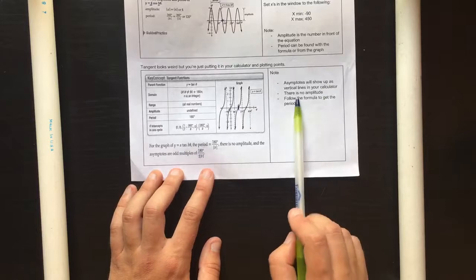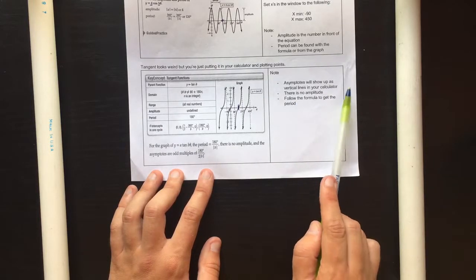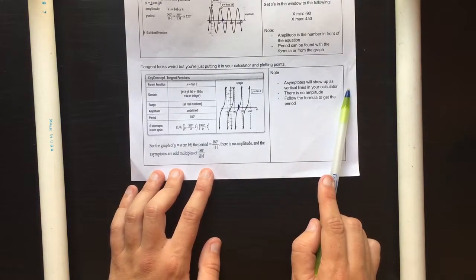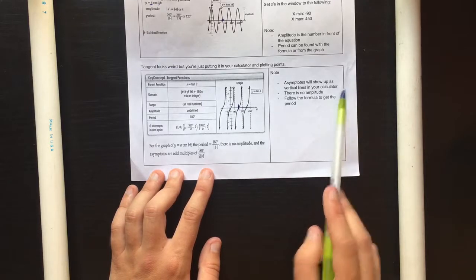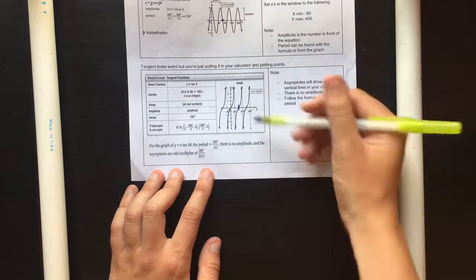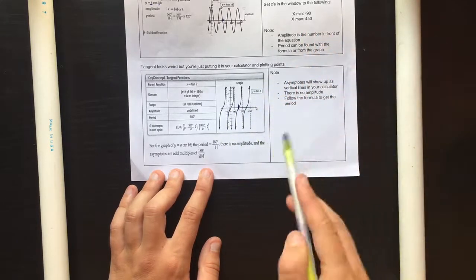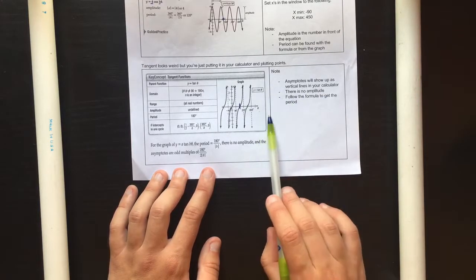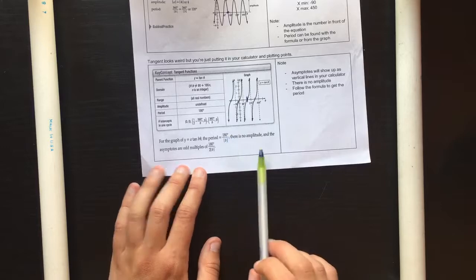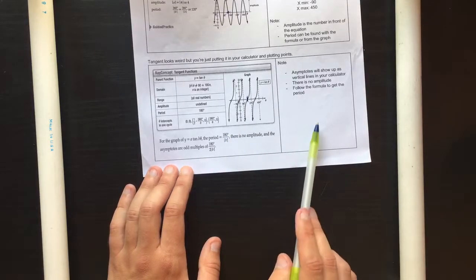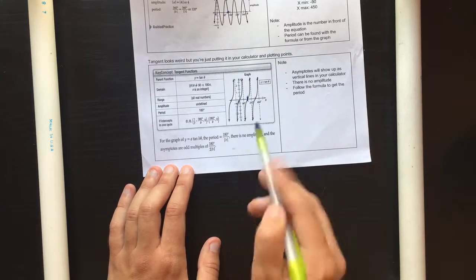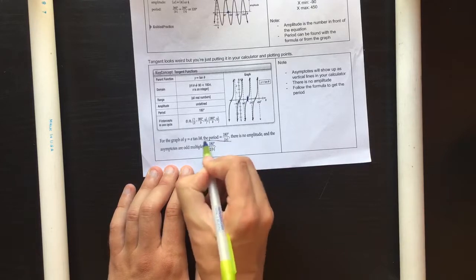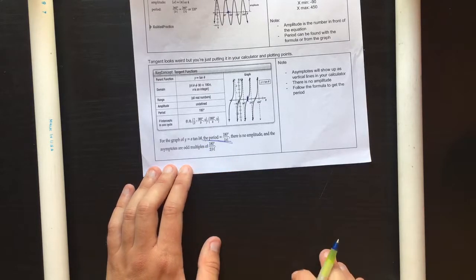All right, it says asymptotes will show up as vertical lines in your calculator. So if you're graphing it, it might look a little bit different than this, where these dotted lines are. They will just be lines in your calculator. Remember, there is no amplitude, and follow the formula to get the period.